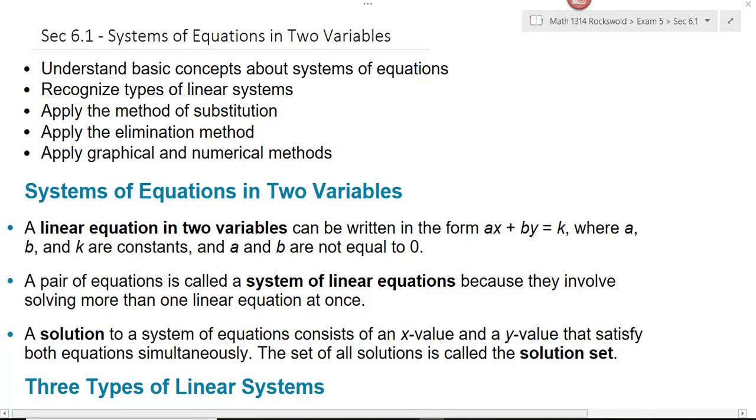Section 6.1 is systems of equations in two variables. We've actually solved some systems of equations, we just haven't called them that. So let's take a look formally at what this means.